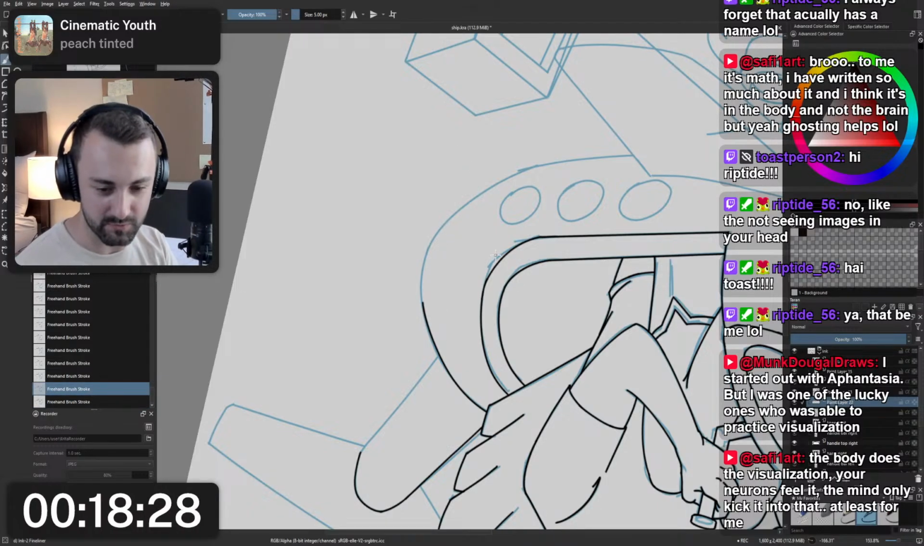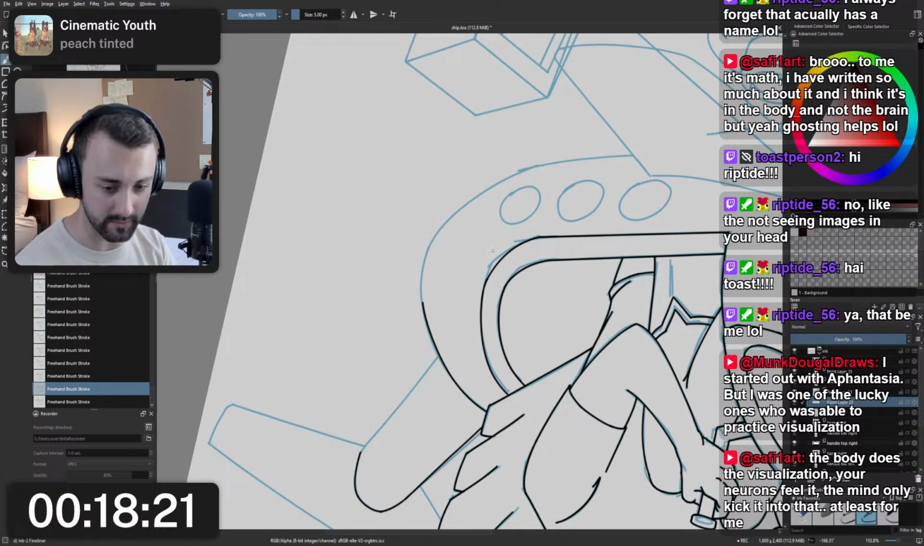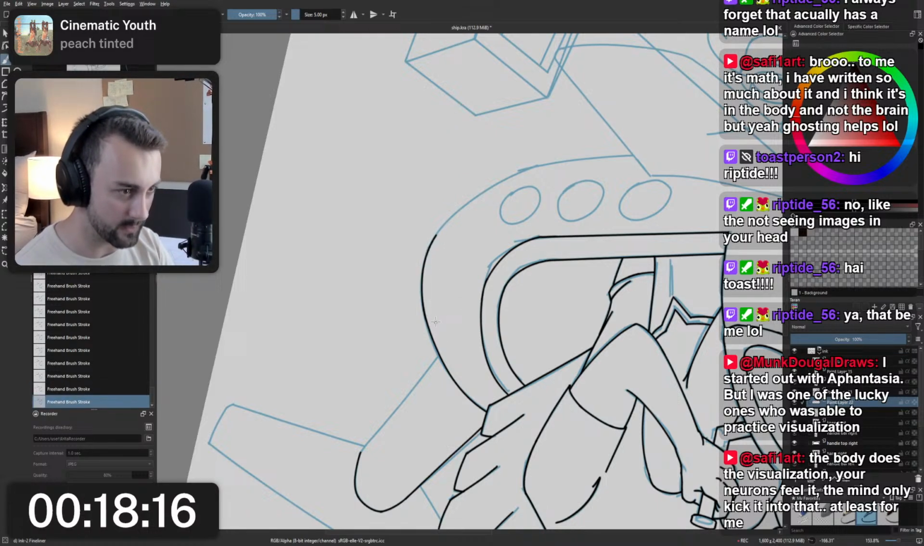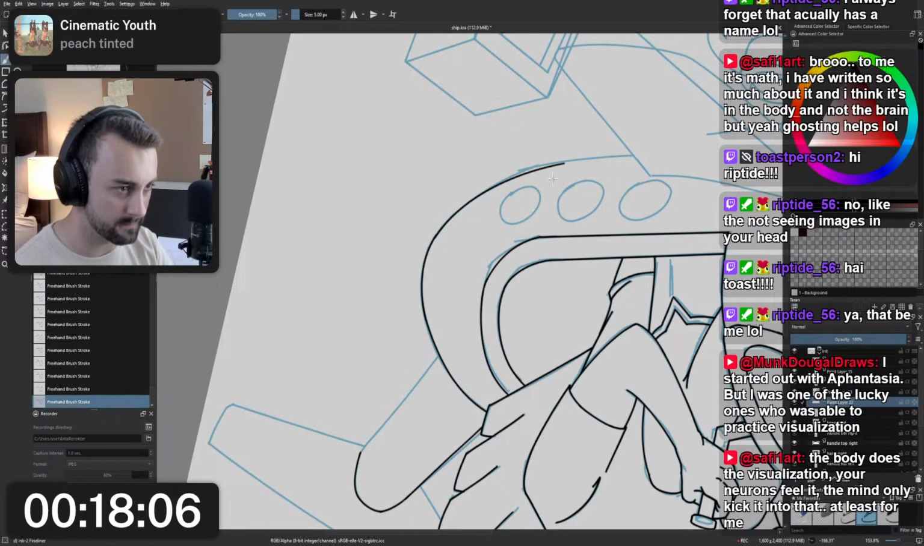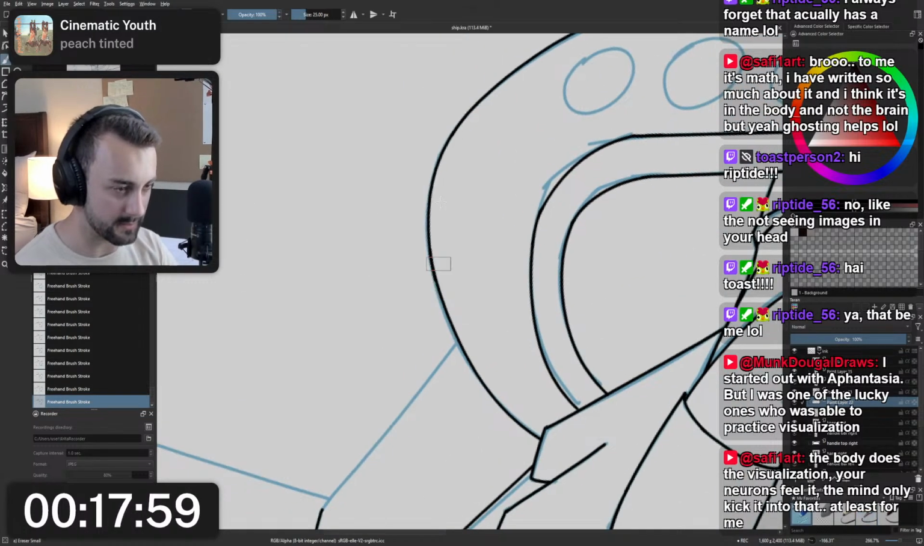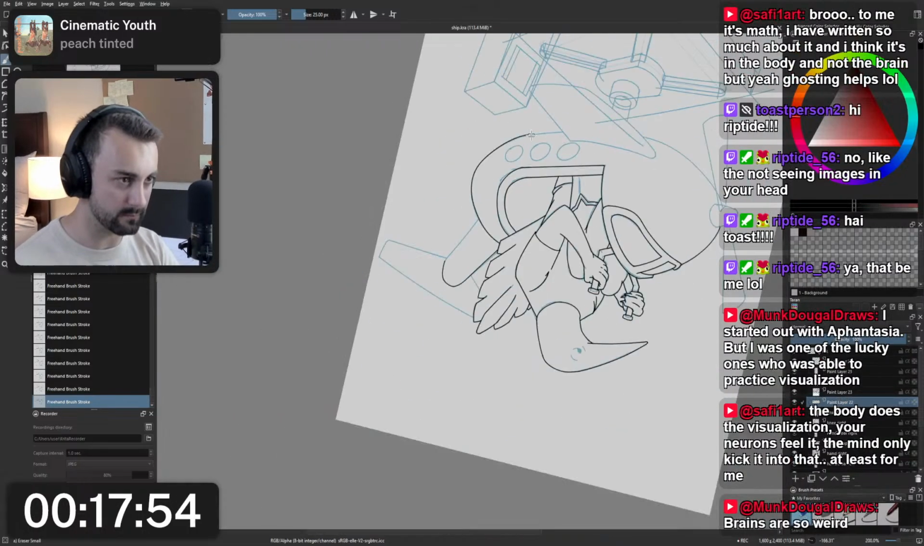So with aphantasia, I was one of the lucky ones who was able to practice visualization. Interesting. I didn't know that's how that works. The body does the visualization. Your neurons feel it. The mind only kicks in after that, at least for me. Isn't that just the hard problem of consciousness, though? Like where the actual mind lies? Couldn't it be argued that's a subconscious thing? Shout out the book, What It's Like to Be a Bat. I can't remember exactly what it's called. It kind of tackles that problem a little bit.